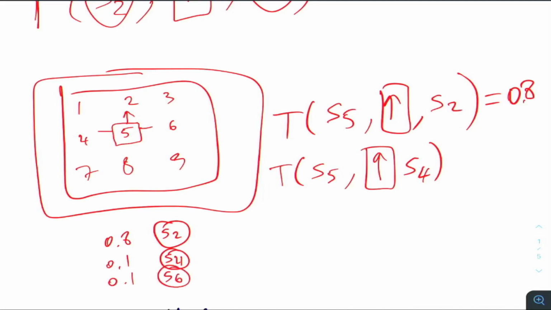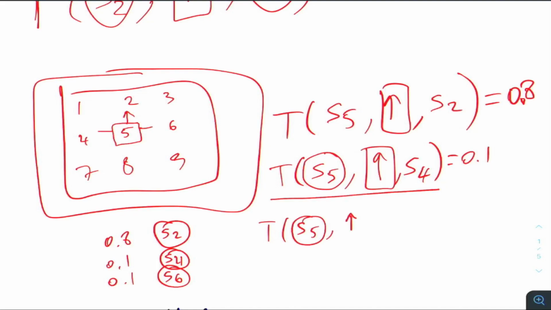Okay, and considering that this is the transition function, the first argument is where you are, the second argument is what action you take, and the third argument is where you end up. You are at S5 and you press up. The chances of you arriving at state 4 is 0.1. In the same way of thinking, you are at S5, you press up, and the chances of you getting to S6 is 0.1.